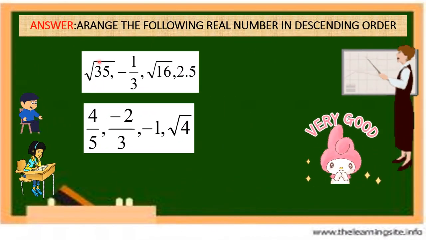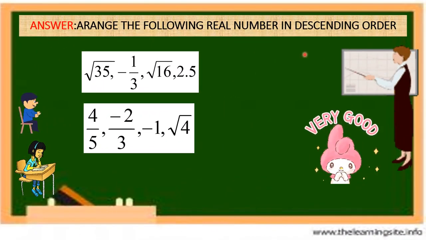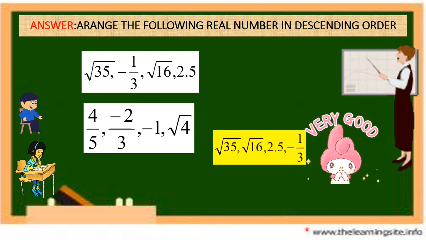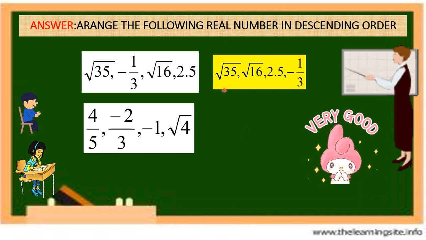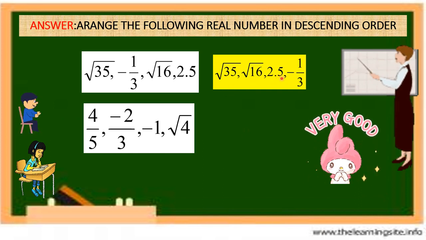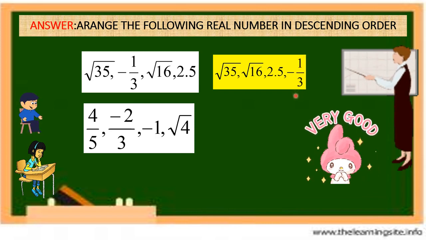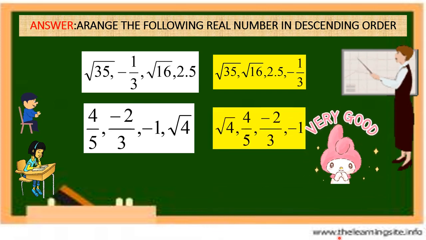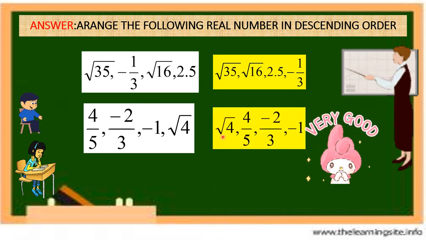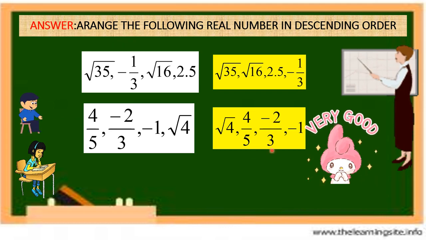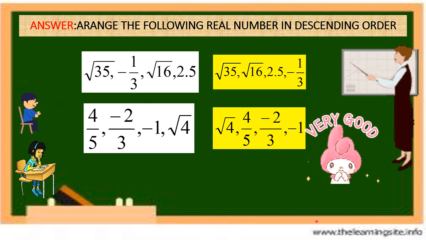We are now ready to answer the problem. Descending from highest to lowest. What is the highest? Square root of 35, square root of 16, 2 and 5/10, negative 1/3. And the next one: we have square root of 4, 4 over 5, negative 2/3, negative 1.